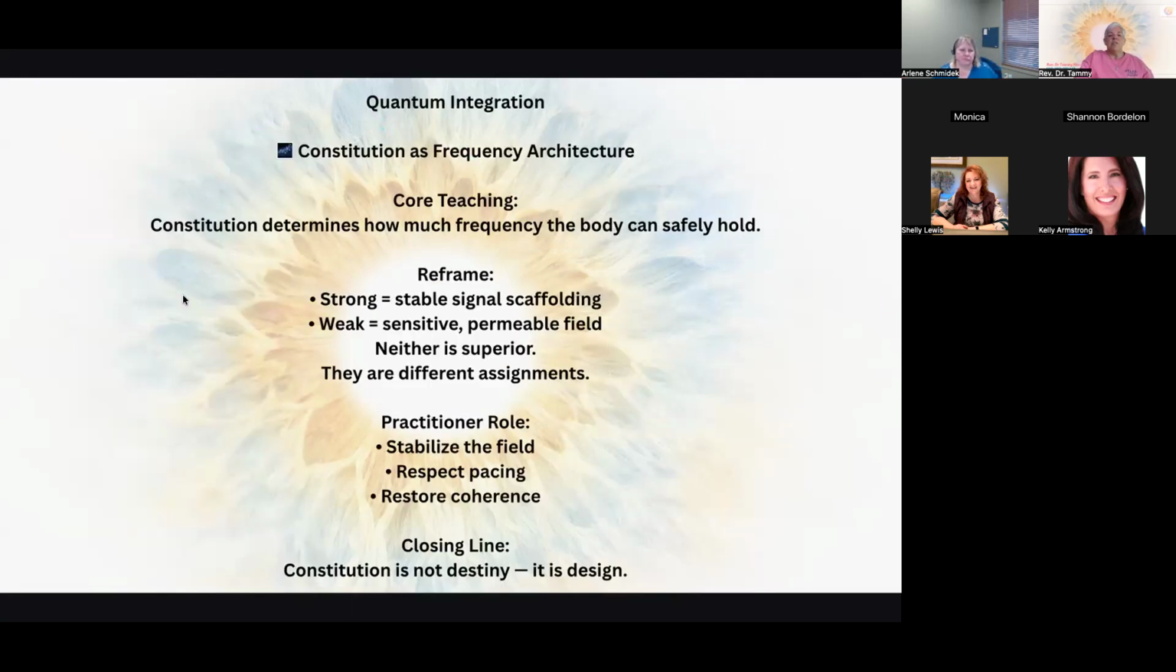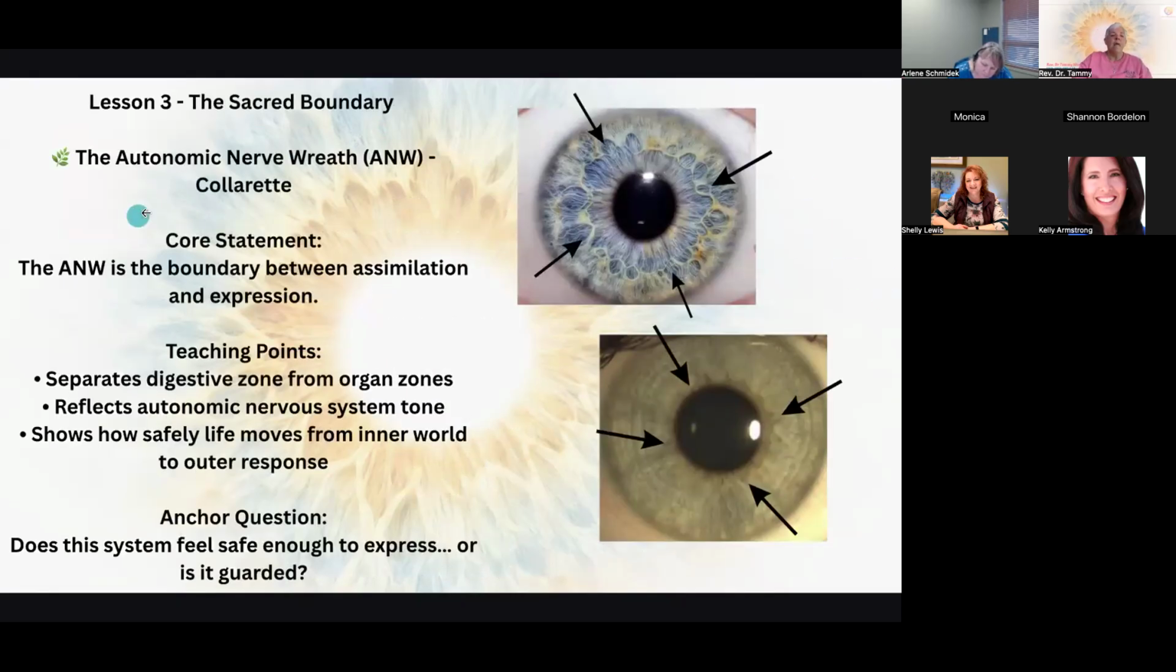So, constitution is frequency architecture. Our constitution determines how much frequency the body can safely hold. So strong equals stable, signal, scaffolding; weak, sensitive, permeable, filled. Neither is superior. They're just different assignments. So in your role as a practitioner, you want to stabilize their field. You want to respect their pacing. You want to restore coherence as much as you can. Constitution is not a destiny. It's just a design. All right, lesson 3 is the sacred boundary.